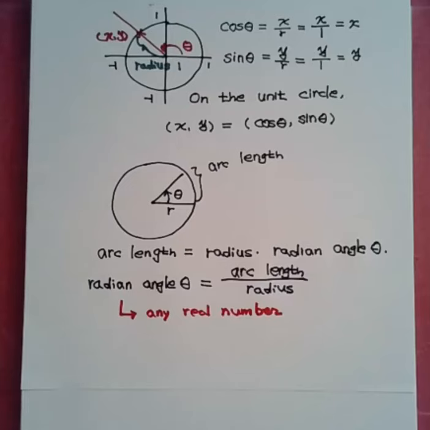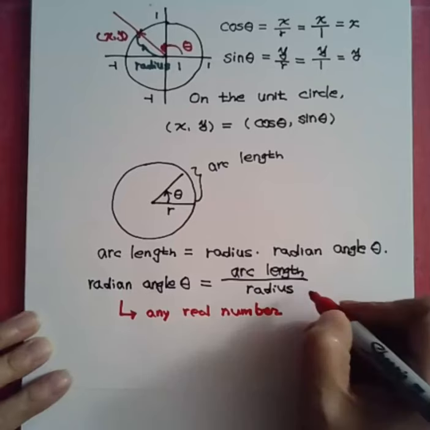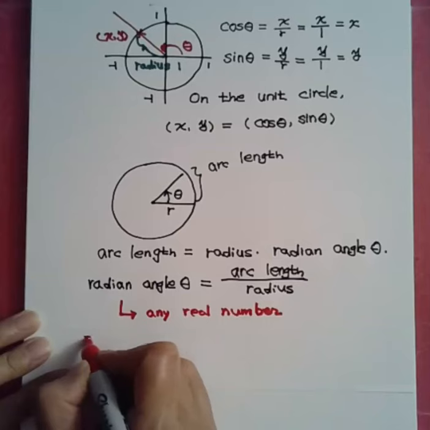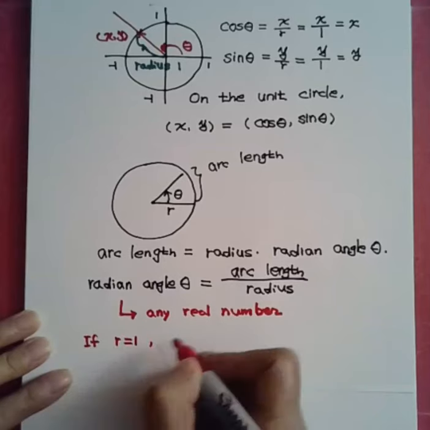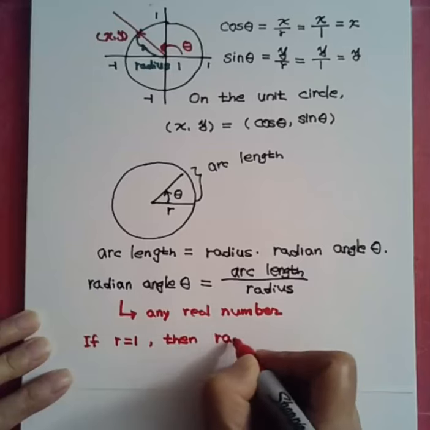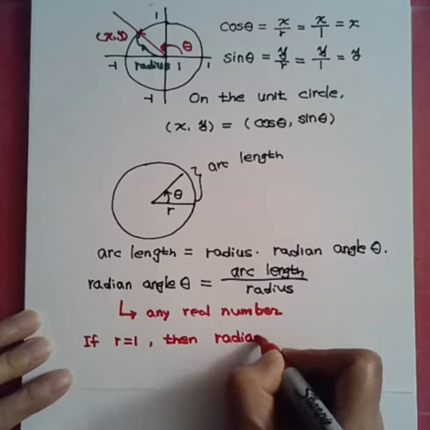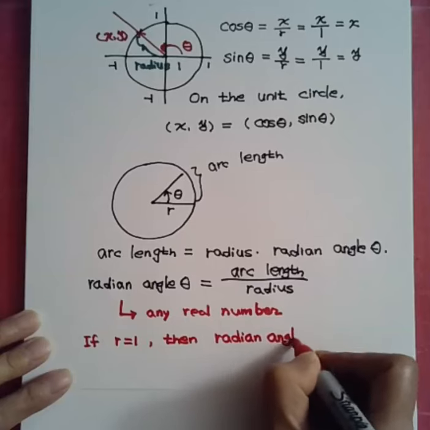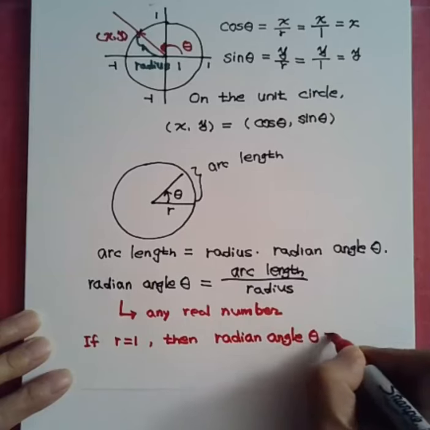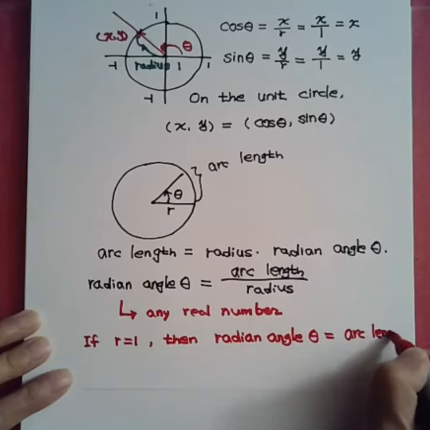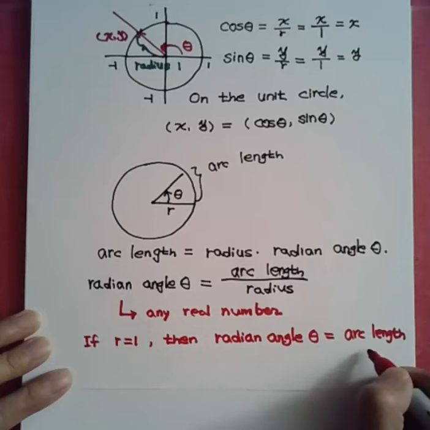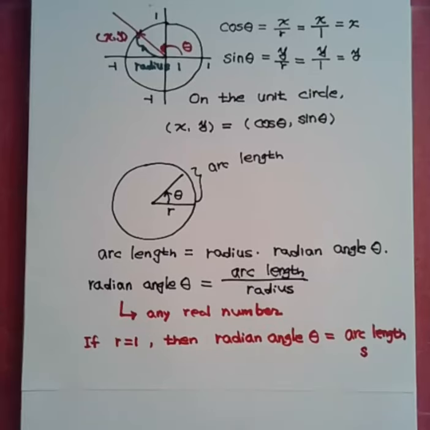Another important thing you have to keep in mind is if r equals 1, then radian angle theta is the same as arc length, which we often denote as S.